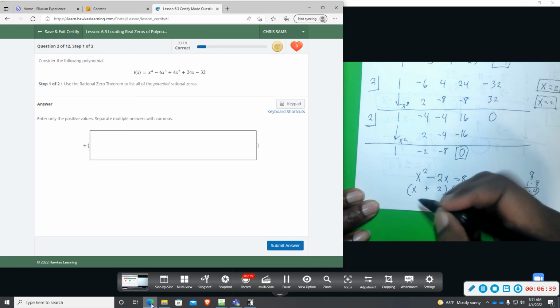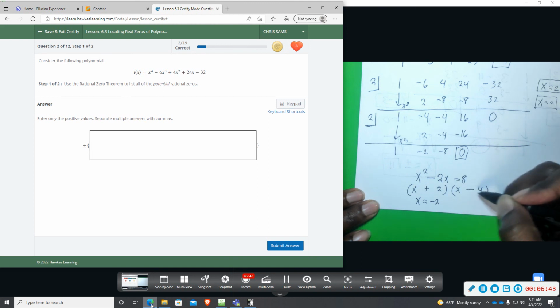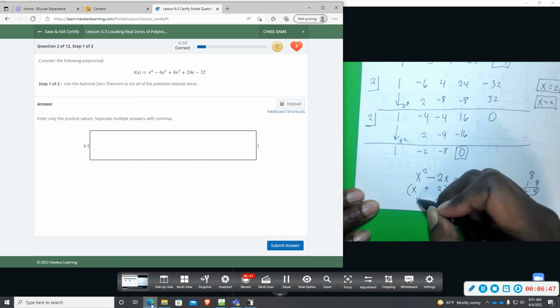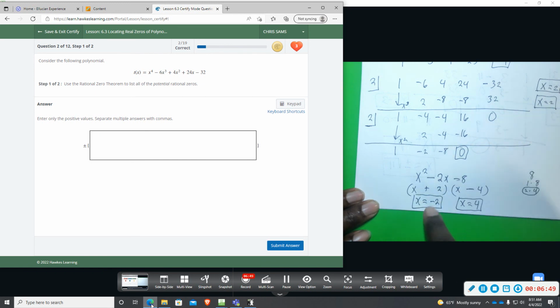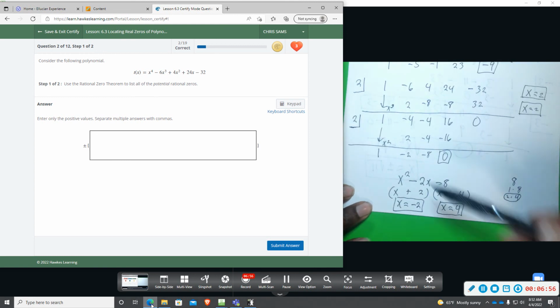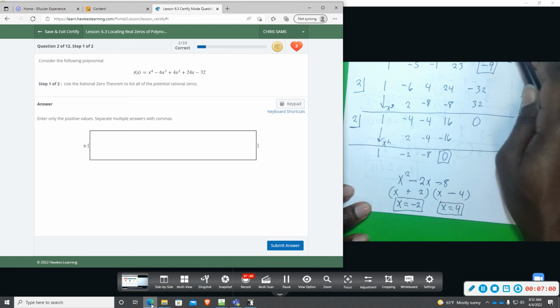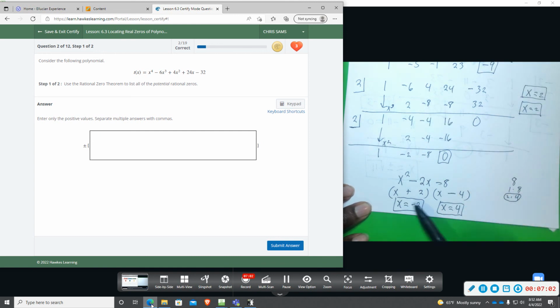If I set them equal to 0, we get x equals negative 2, and then over here we get x equals 4. So here are my other zeros. Negative 2, 4, and positive 2 are all my zeros. So this one worked out really nice. I didn't have to do a whole lot. But a lot of times it may not be so nice. You might have to go through 4 or 5 numbers before you actually find one that works.